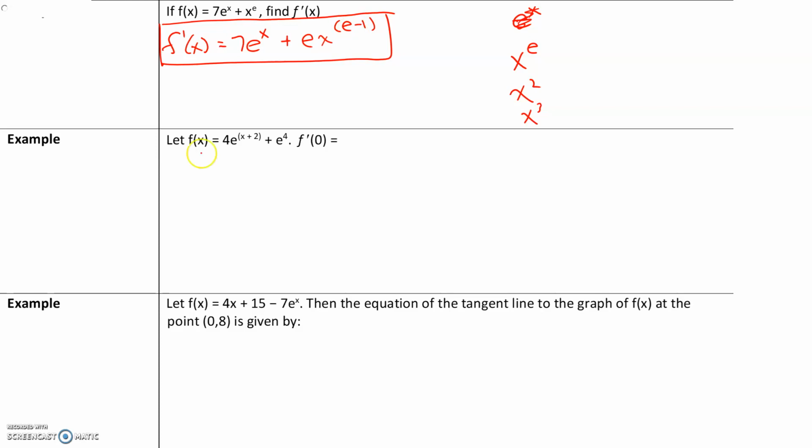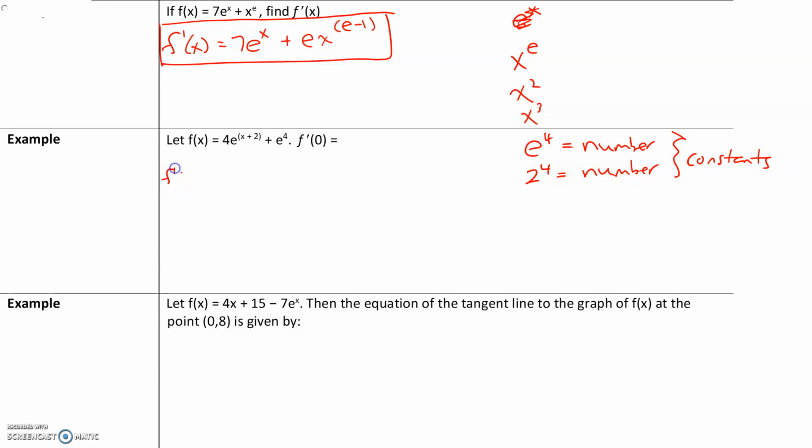Okay, next example, we have f of x equals 4e to the x plus 2 plus e to the 4th. Now, once again, remember, e is a number. So e to the fourth is also going to be a number. Like, for example, if I said 2 to the fourth, that's not a variable, that's equal to a number. In this case, 2 to the fourth is 16. Similarly, e to the fourth is a number. It's a constant. So remember that. These are both constants.